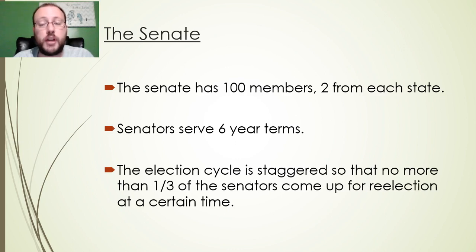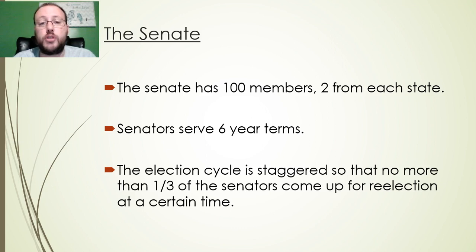That's the equal representation. So we have the Virginia plan, which is based on the idea of the House of Representatives, where every state gets a certain amount based on their population. For example, Alaska has 1 member of the House of Representatives because of their population size. But every state gets 2 senators. There's 100 in all, 50 states, 2 from each state. The 2 from Alabama are Richard Shelby and Doug Jones.